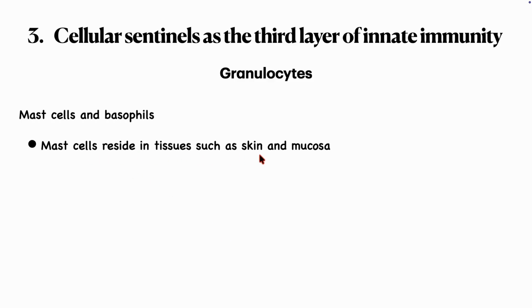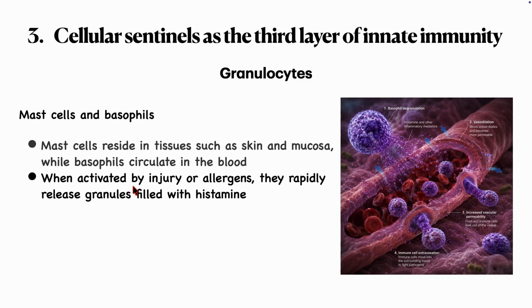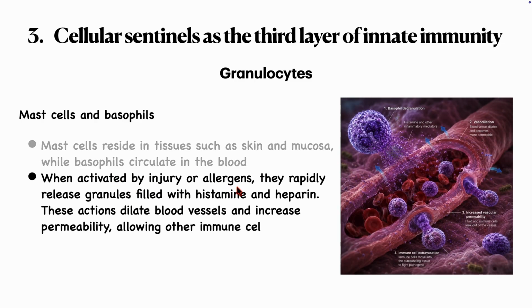Mast cells reside in tissues such as skin and mucosa, and basophils circulate in the blood. When activated by injury or allergens, they rapidly release granules filled with histamine and heparin. These actions dilate the blood vessels and increase permeability, allowing other immune cells to rush into the affected area.